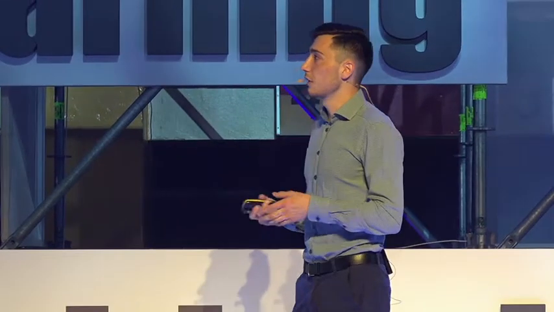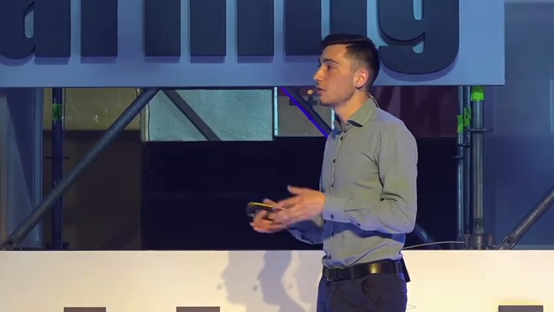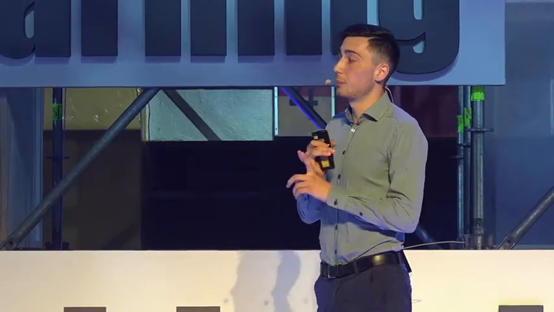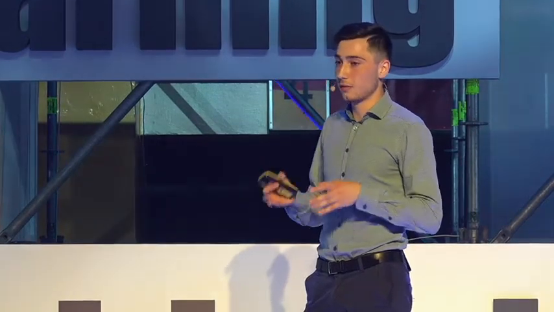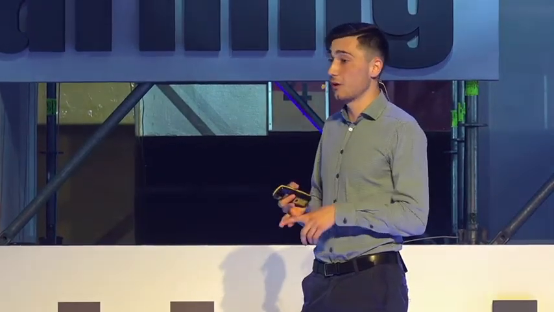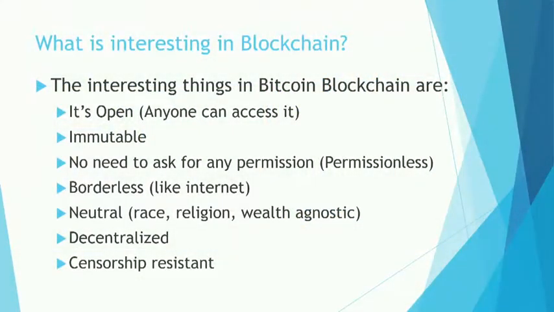So what is interesting in blockchain in general? Interesting things are Bitcoin is open and publicly available at any point of time and for everyone. The information that stays in blockchain is there forever. It cannot be changed. You do not have to ask certain person or an organization for permission to use it.